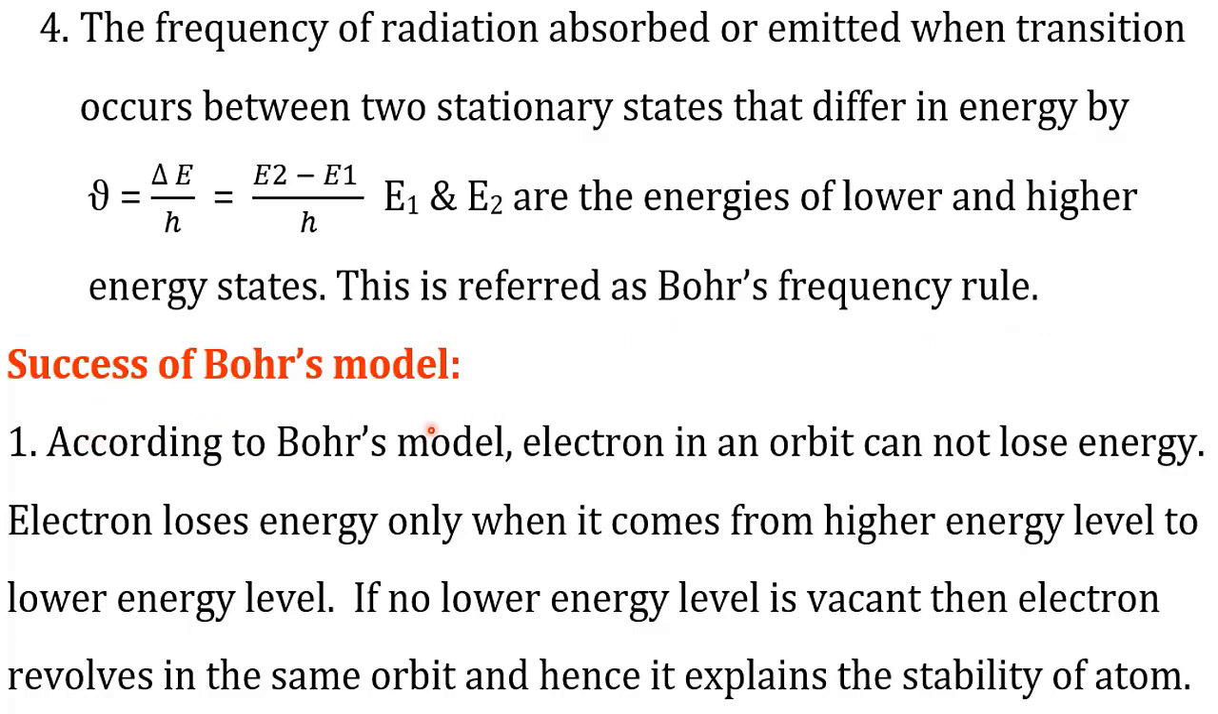Success of Bohr's model. According to Bohr's model, an electron in an orbit cannot lose energy. An electron loses energy only when it comes from a higher energy level to a lower energy level. If no lower energy level is vacant, then the electron revolves in the same orbit, and hence it explains the stability of the atom.